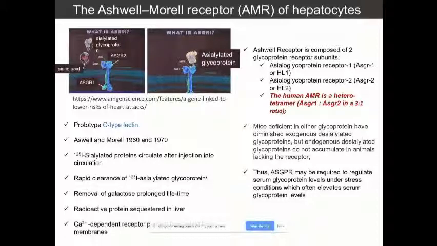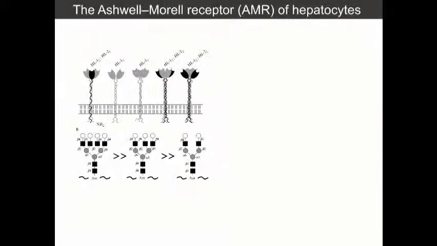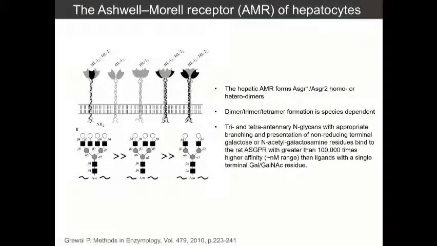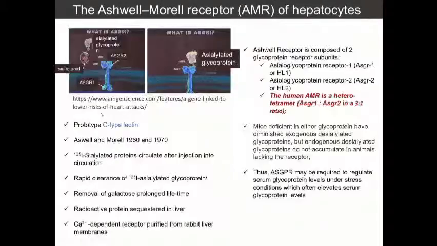And the other observation these investigators made is that the radioactive protein is sequestered in the liver. So all these acylated glycoproteins end up in the liver, not in the spleen, not in any other phagocytic organ where we have macrophages and all other kinds of receptor or lectin-bearing cells. It's a calcium-dependent receptor which has been purified from rabbit liver membrane, and hence C-type lectin essentially refers to the calcium dependence.